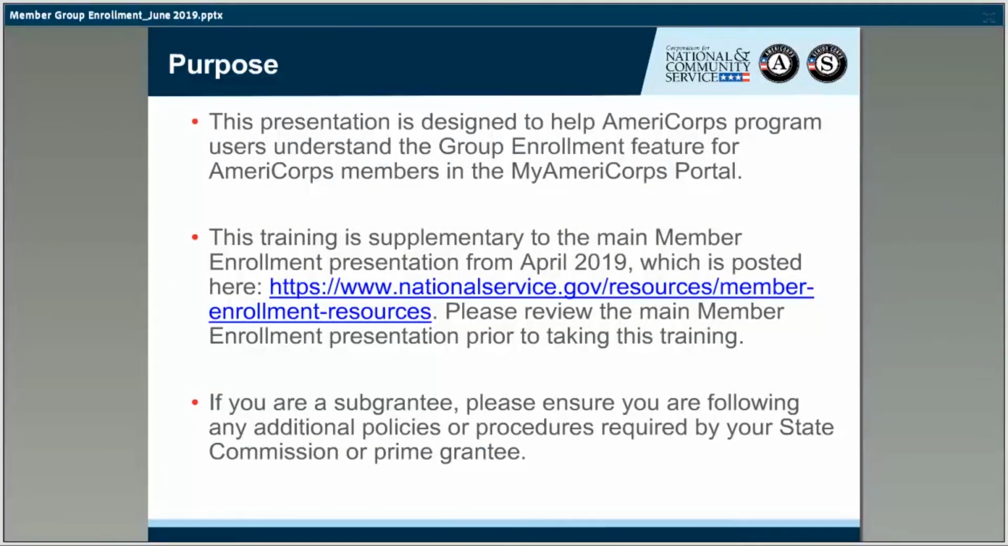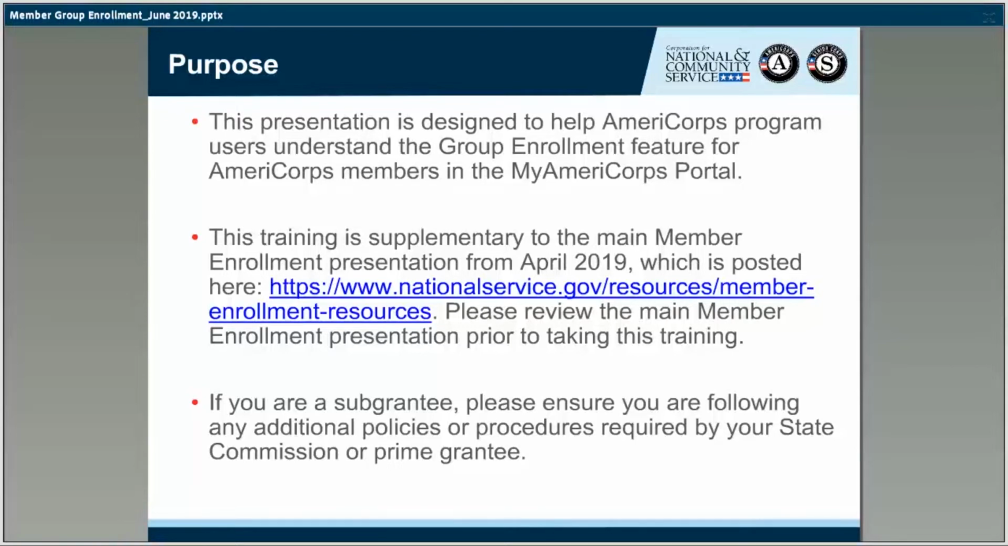The group enrollment feature, which was introduced in eGrants in June 2019, is just one aspect of the larger process of enrolling AmeriCorps members in the My AmeriCorps portal. So before you continue with this training, please review the main member enrollment presentation that was provided via webinar in April 2019. You can find a recording of that April webinar, plus some important policy documents on member enrollment and a summary flowchart on the URL shown on this slide.